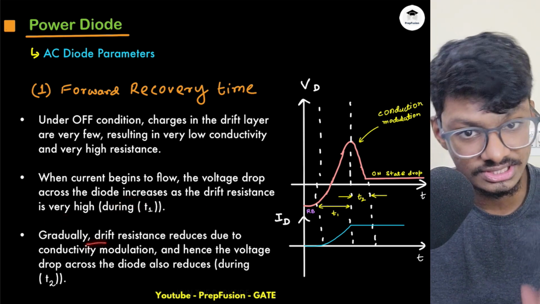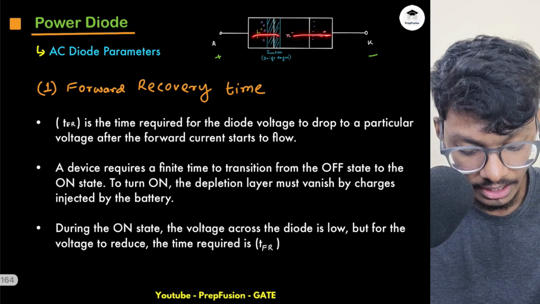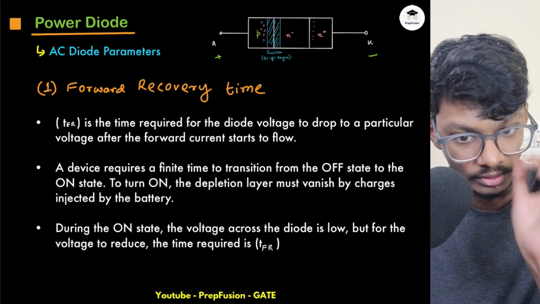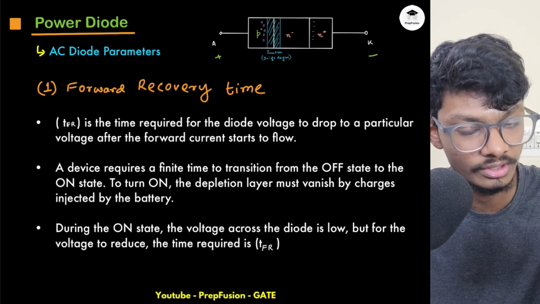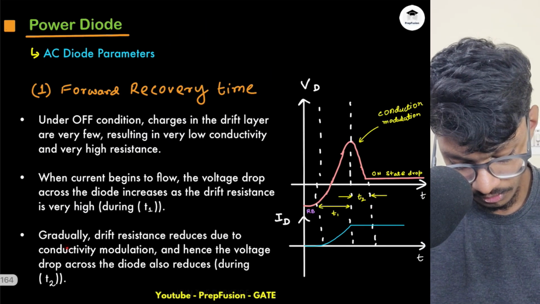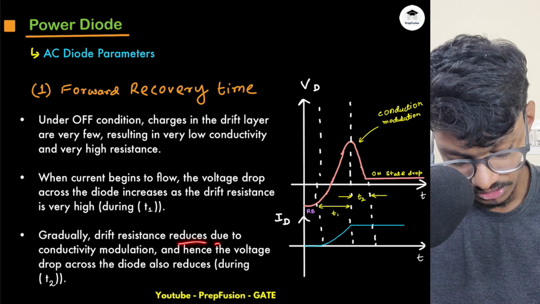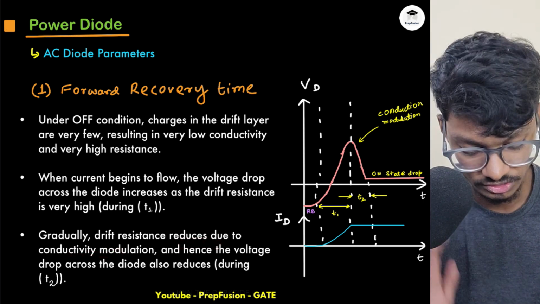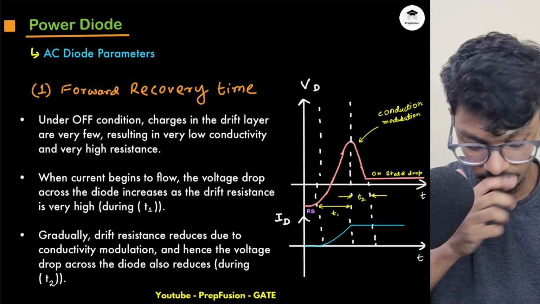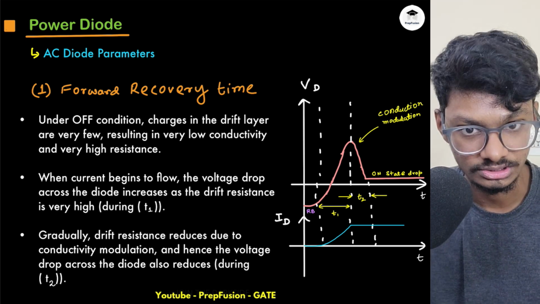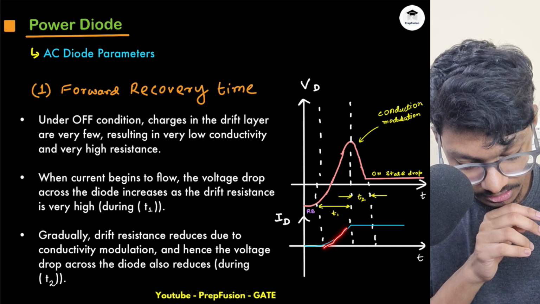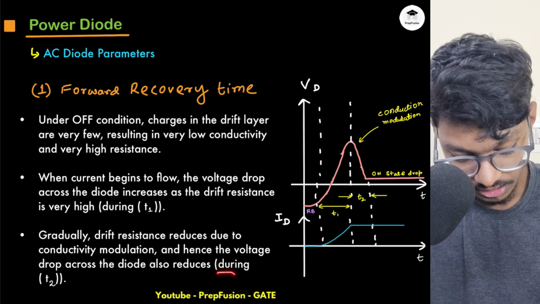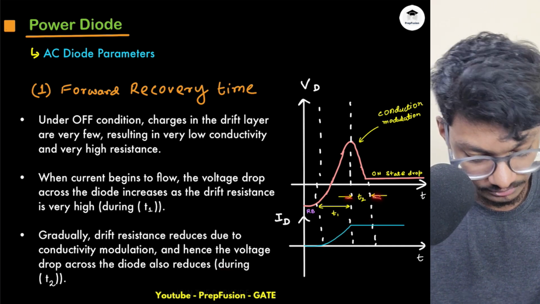What will happen? Slowly the charge carriers will start to flow and the depletion width will be lower and the drift resistance will be lower. This is known as conduction modulation that we just studied. So gradually the drift resistance reduces due to conductivity modulation that I have just told you, and hence the voltage across the diode also reduces. The voltage across the diode will reduce as the drift resistance is reducing and the current almost reaches its steady state during T2. So in this time, right, what is happening?